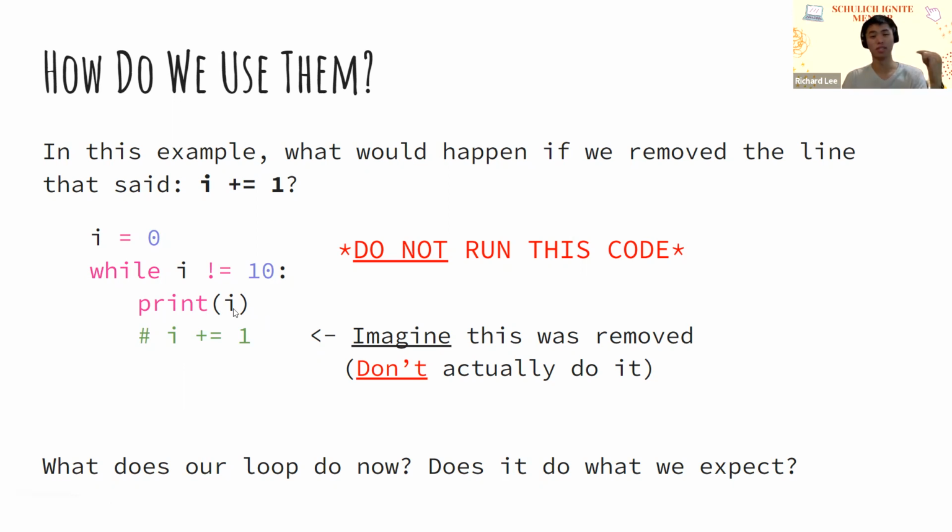Now i is going to be 0, and we go back up to here. 0 is not equal to 10. Go back. 0 is not equal to 10. Go back. 0 is not equal to 10. And we're going to be permanently stuck in here. This is something we call an infinite loop.